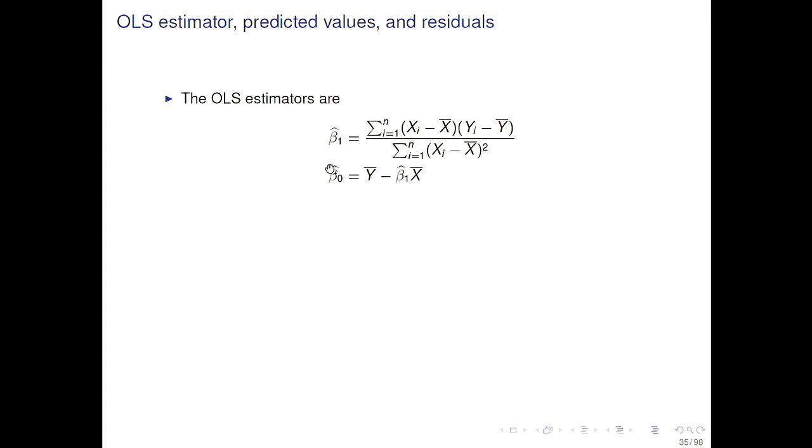Maybe I don't want to emphasize that because that is too obvious. Using this second equation, it's pretty obvious that the regression line goes through the sample mean and sample average, right? And the slope parameter, the formula, I don't want you to memorize this formula.